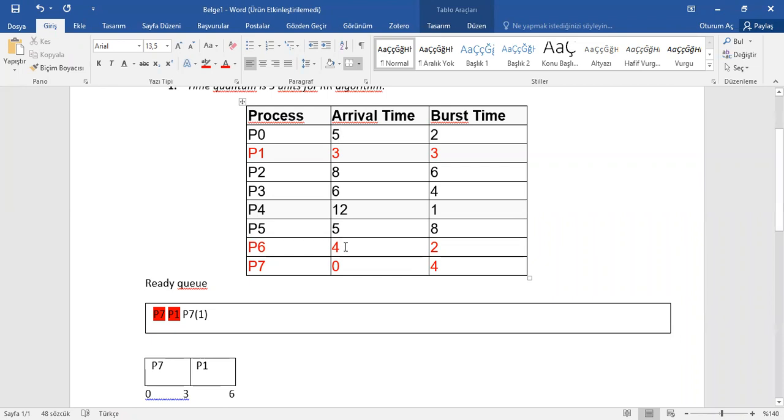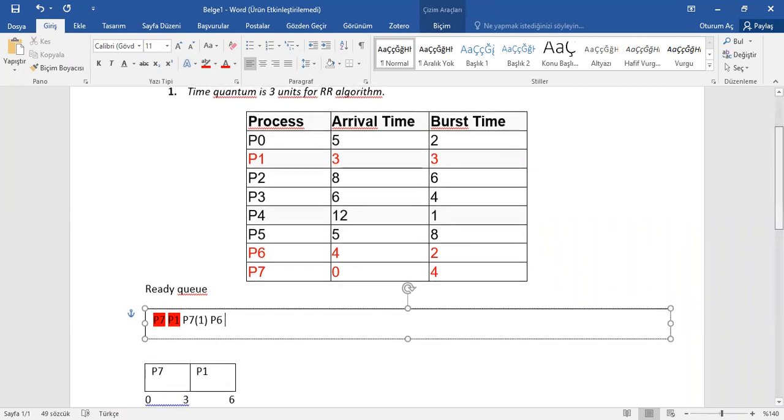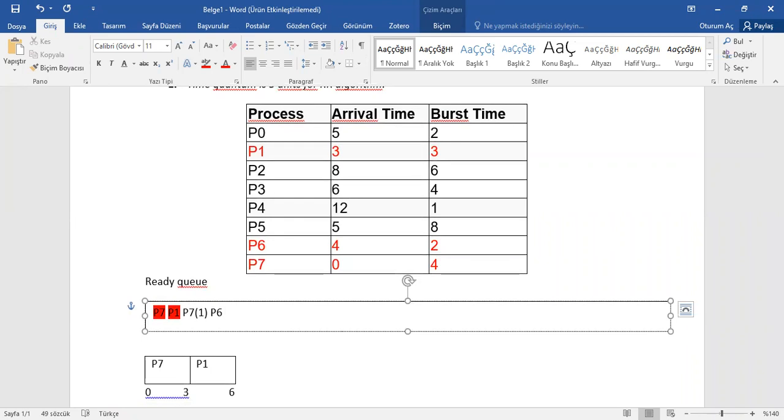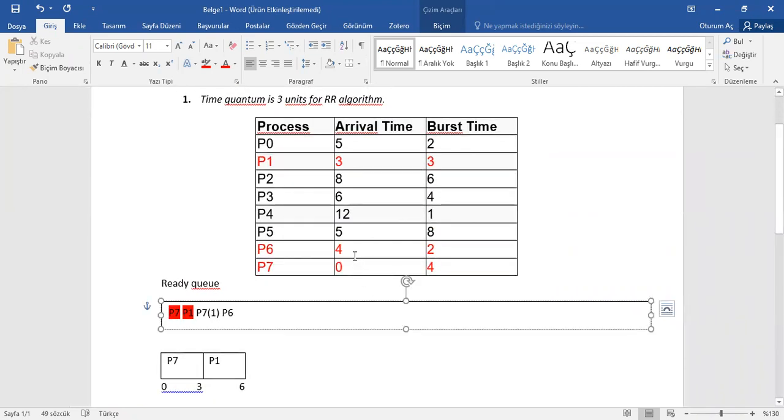Yes, you are right. Yes, between the time 3 and 6, first of all, which one has arrived? Process 6 is first. Yes. So I was forgetting that because in the beginning I thought that it is 4 nanoseconds of time quantum. That's why. Process 6 at time 4. Process 0 at 4. Yes. Okay.